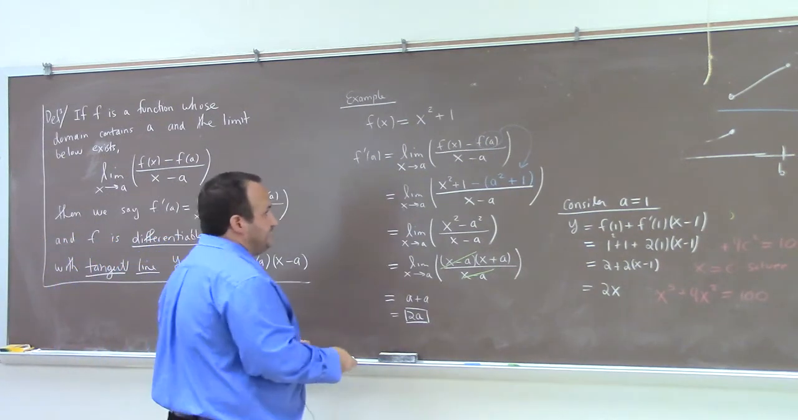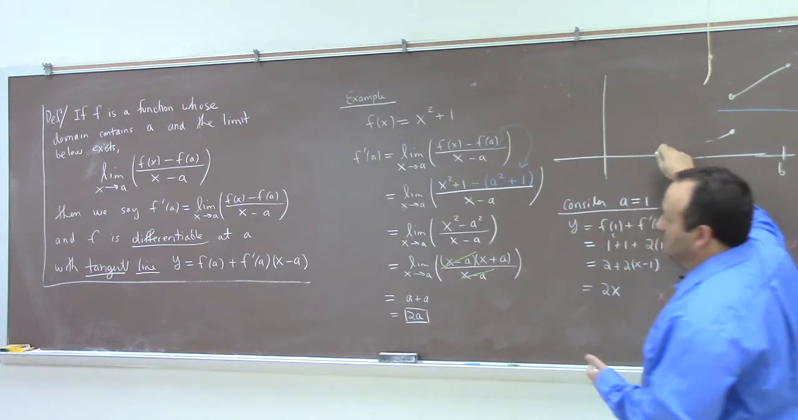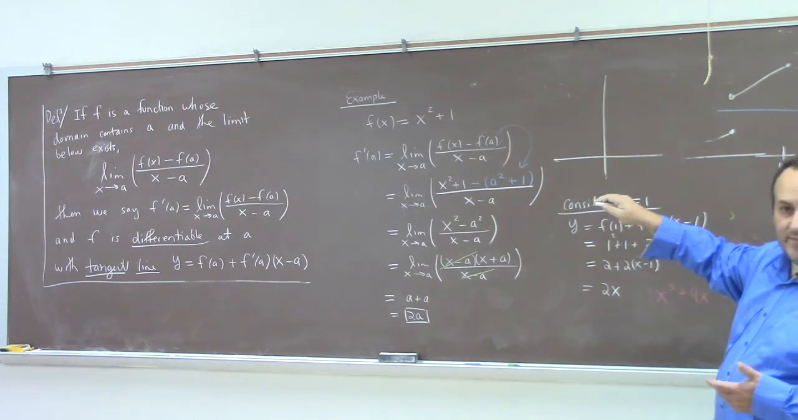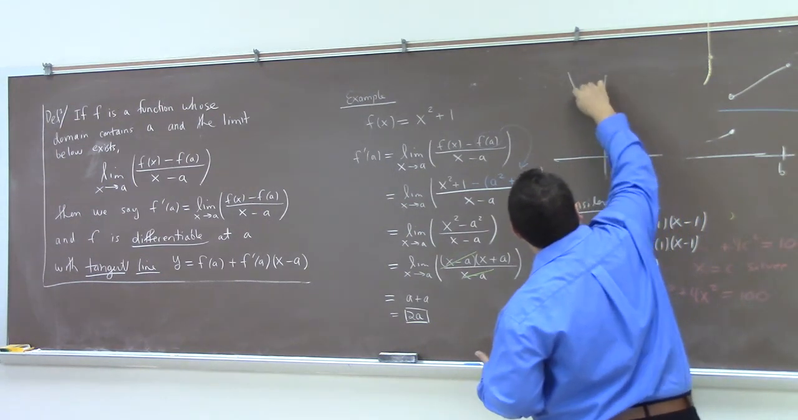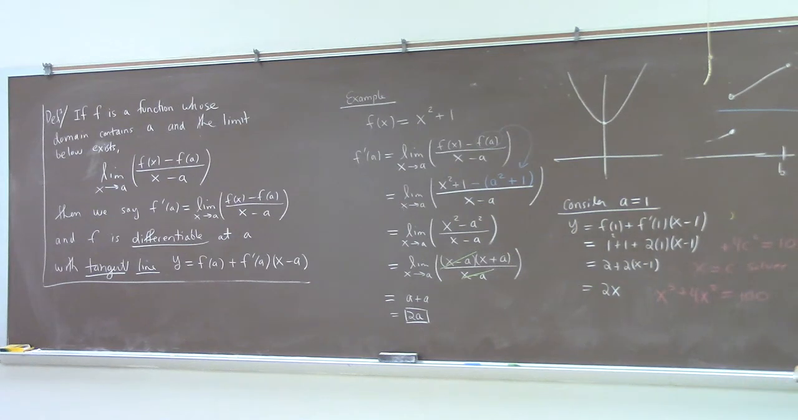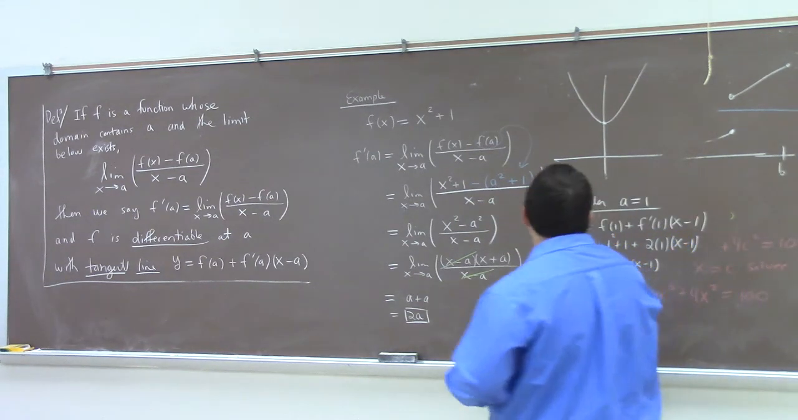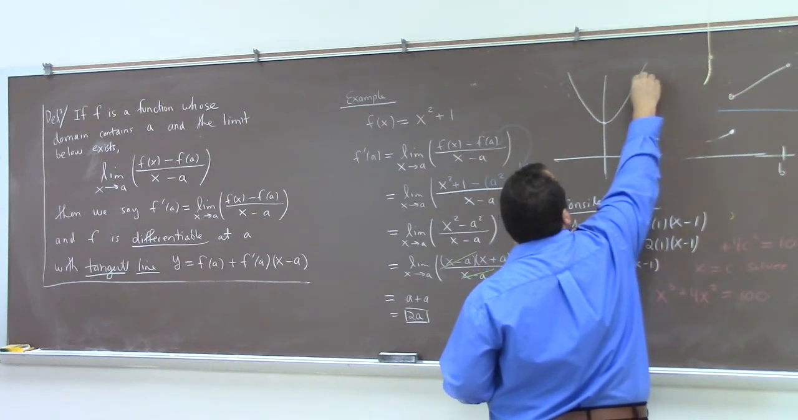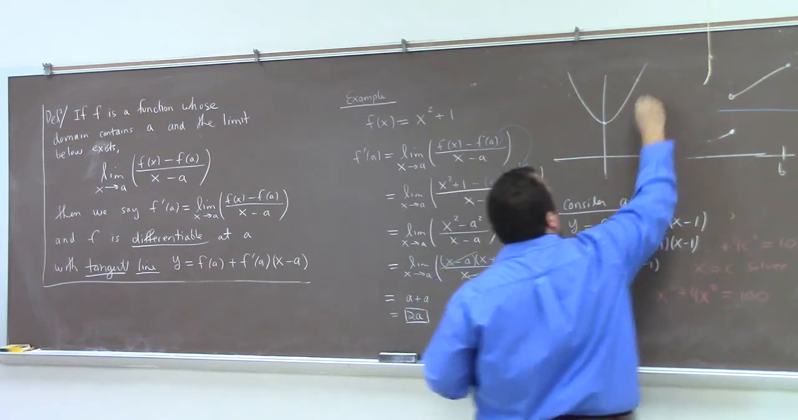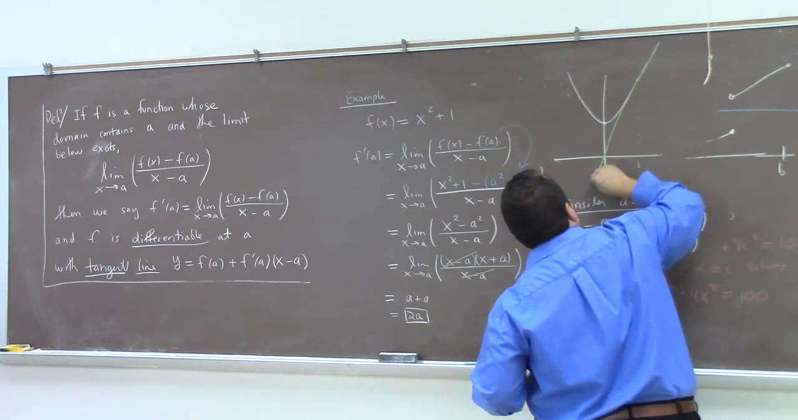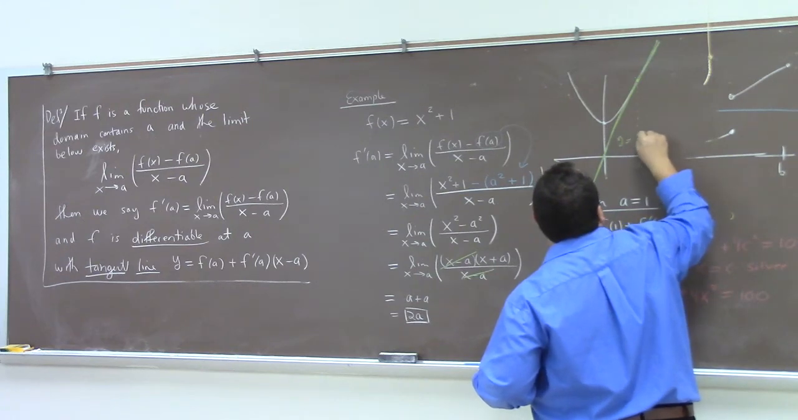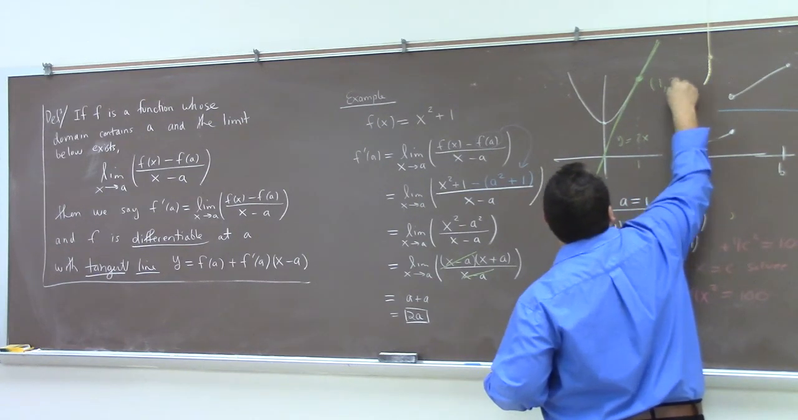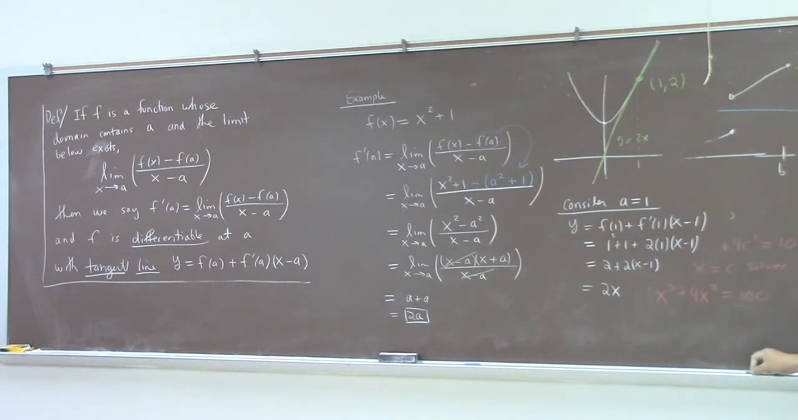Here's a graph of what's going on. You guys know how to graph x squared plus 1, right? It's a parabola, opens up, y-intercept of 1. Looks like this, roughly speaking, right? And at x equals 1, about right here, we have the tangent line that looks like that. The point of tangency is right here. It's the point (1, 2). So this is the best linear approximation to that quadratic at that point. And we found the slope of the tangent line using the limit of the difference quotient.